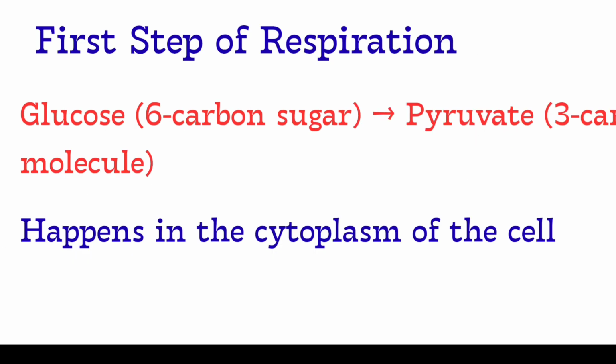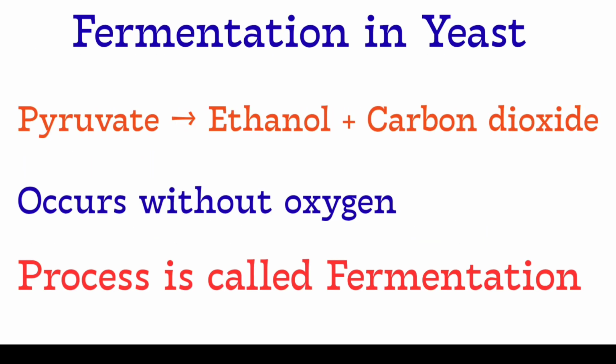But no matter which pathway an organism uses, the very first step in the process of respiration is the same for all organisms. That is the breaking down of glucose. Glucose, a 6-carbon sugar, is broken down into pyruvate. Pyruvate is a 3-carbon molecule. This step is the same in all cases, and this reaction happens in the cytoplasm of the cell. So what is the first step of respiration? It is the breaking down of glucose into pyruvate. Glucose is a 6-carbon compound and pyruvate is a 3-carbon compound.